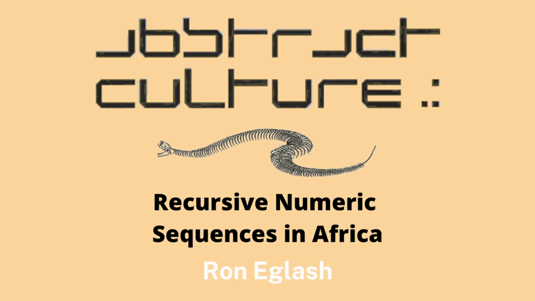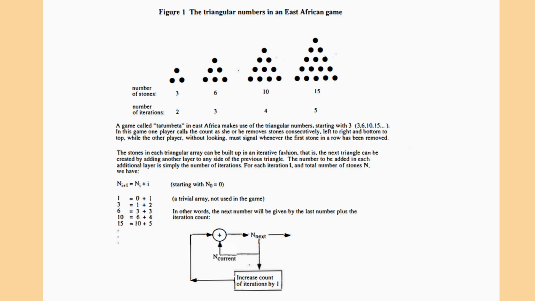And there are at least two examples of non-linear additive series in African cultures. The triangular numbers 1, 3, 6, 10, 15, etc. are used in a game called Tarum Beta in East Africa. Figure 1 shows how these numbers are derived from the shape of triangles of increasing size, and how the numeric series can be created by a recursive loop. As in the case of certain formal age grade initiation practices, the simple versions are used by smaller children, and the higher iterations picked up with increasing age.